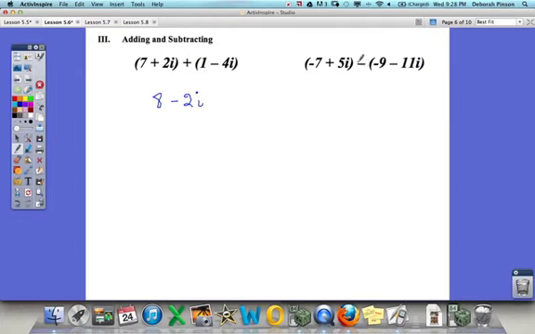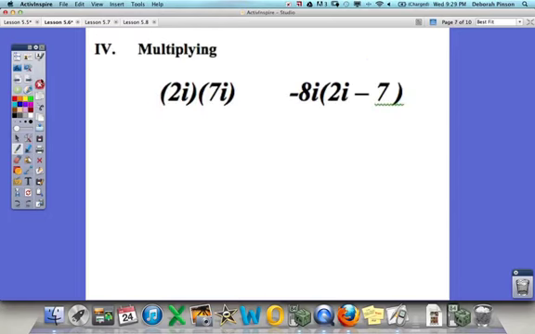Now, if you're subtracting, just make sure that you distribute out that negative, and then you can combine like terms. So negative 7 and 9 is 2, 5i and 11i is 16i. So this isn't too bad. I mean, it's stuff we've done before, it's just the i's an imaginary number.